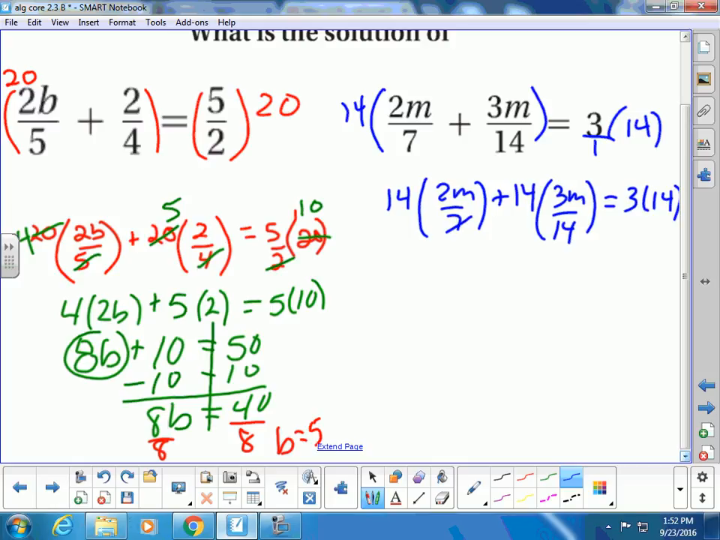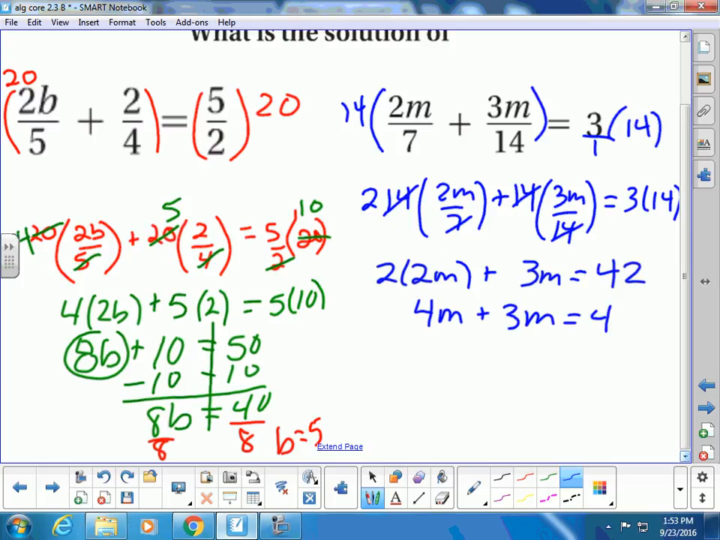So 7 goes into 14 2 times. So now I have 2 times 2m plus 14 goes into 14 1 time. So I just have 3m times 1, which is 3m. And 14 times 3, 14, 28, 29, 30, 31, 32, 42. I'm not using a calculator. Please make sure that I'm right. All right, so this is 4m, 2 times 2m, 4m, plus 3m equals 42.